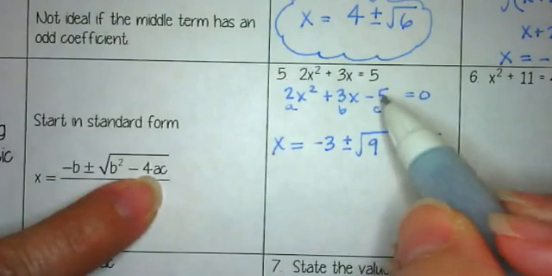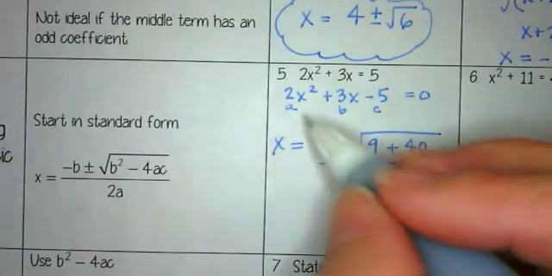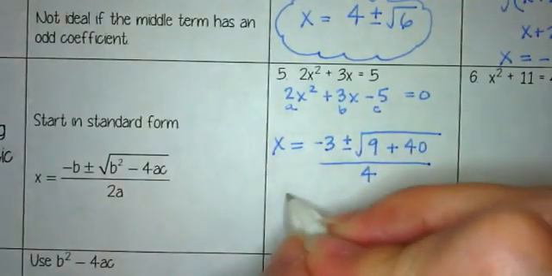So however you want to think of this, this is a negative 4 times 2, which would be negative 8, times negative 5 would be a positive 40. And then all of that is over 2a, which is 4. All right, so now we're just going to simplify.